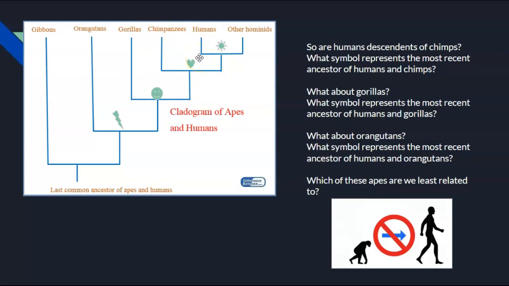Same thing with gorillas. We did not descend from gorillas, but right here, we had a common ancestor with gorillas. And right here is our common ancestor with orangutans. Okay. So out of this whole thing, what are we the least related to? That would be gibbons, because they're all the way over here, right? We have to keep going further and further back in time to find the most recent common ancestor of humans and gibbons. Okay.